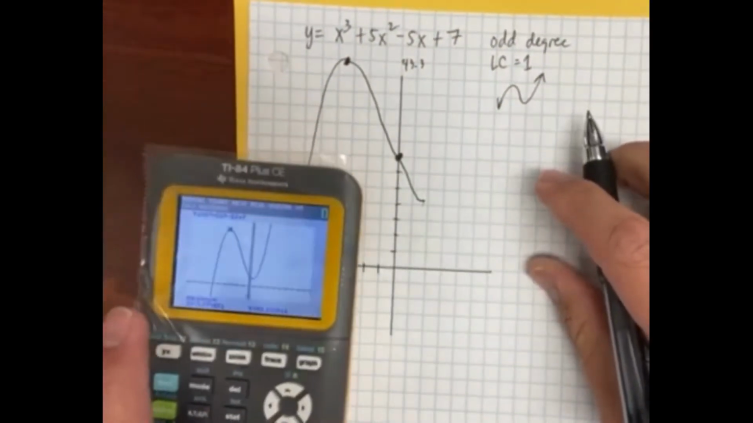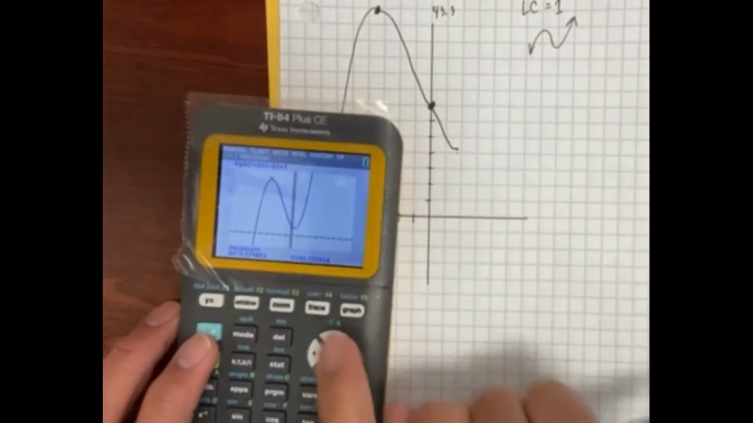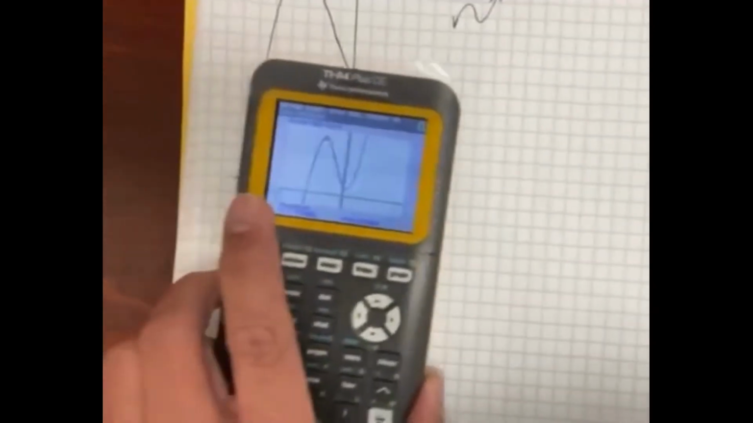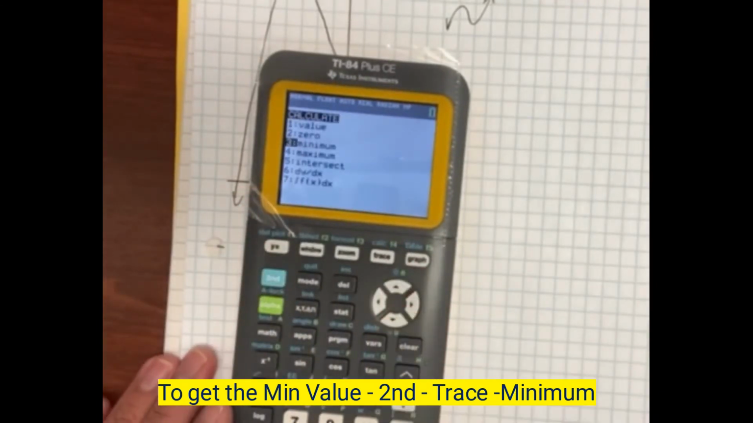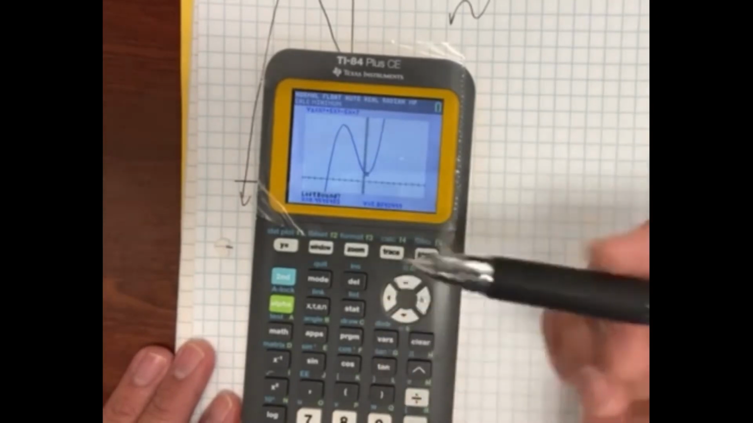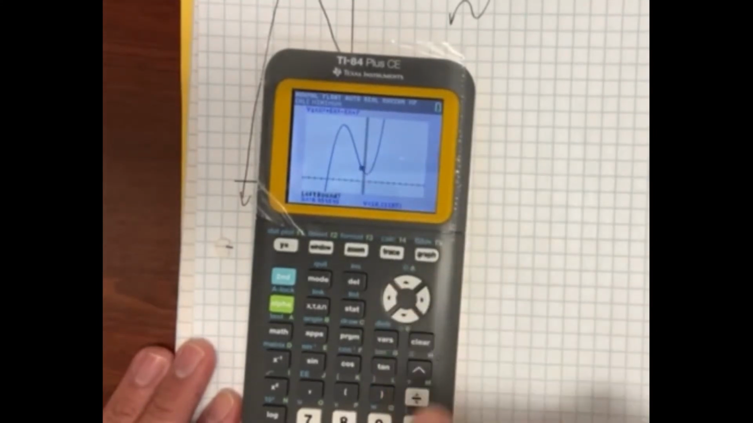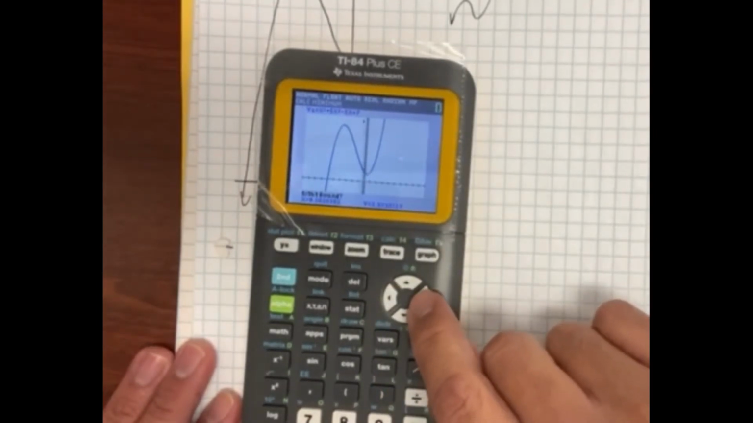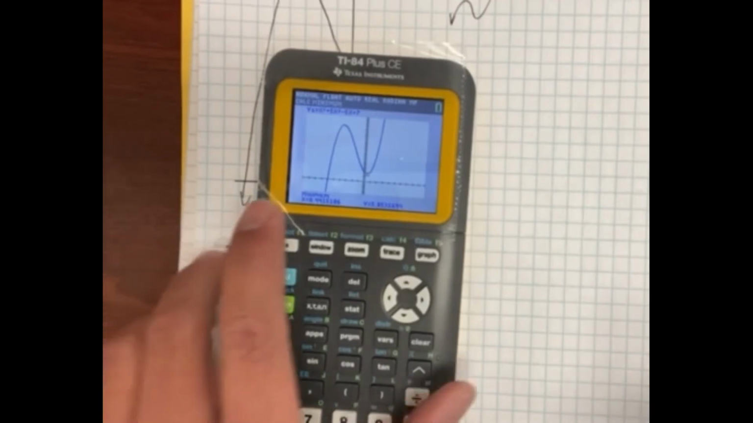Now, let's find the other point here. The other point here is the minimum. So I'm going to go second trace, and go to the minimum. The minimum point is right here. So I need the left bound. So the left point of the spider, anywhere on the left side. Enter. And I'm going to go right bound, anywhere on the right side of that. Enter. Enter again for the third time. Minimum is 0.4 and 5.8.